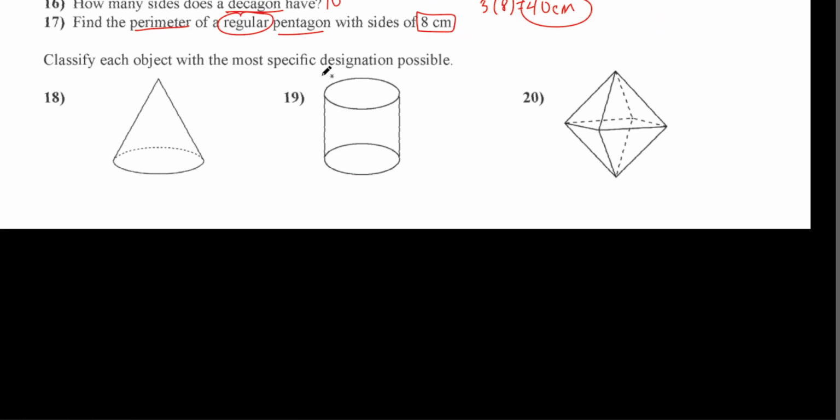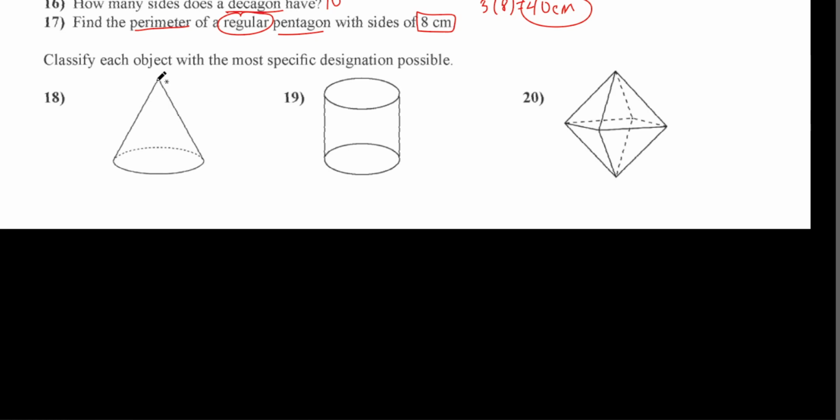Classify the most specific designation. Okay, it's rounded, so what kind of bottom does this have? It's a circle, right? It kind of looks ovalish, doesn't it? But this is 3D, so we kind of have to make it look like an oval, but it's a circle, and it's rounded around the sides, but it comes to a point. So what do we call that thing? It's a cone, right? If I took it upside down, put ice cream in it, it's an ice cream cone, right? All right, so that's a cone.